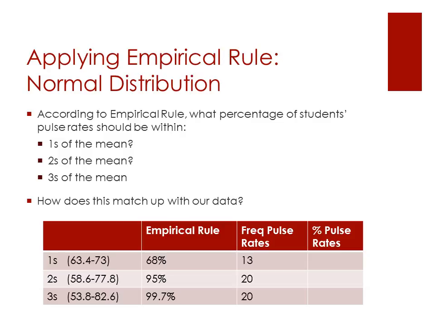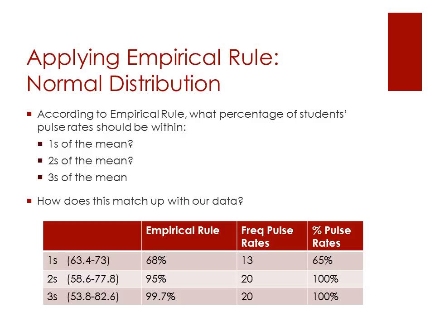All right, so for our frequency of pulse rates, 13 of our class pulse rates fall within 1 standard deviation of the mean. All 20 of them are within 2 standard deviations, and thus obviously also all 20 within 3 standard deviations. So taking 13 divided by 20 and multiplying by 100, we get that 65% of the class pulse rates fall within 1 standard deviation.